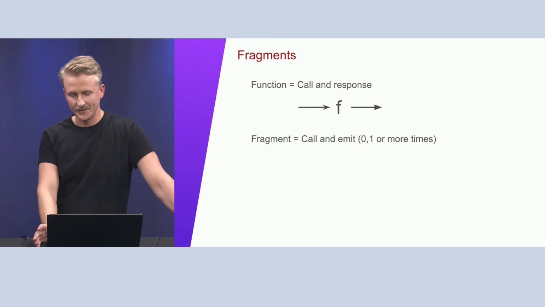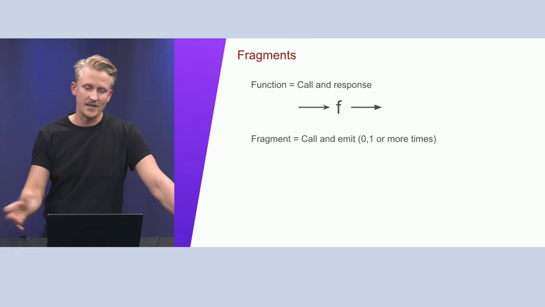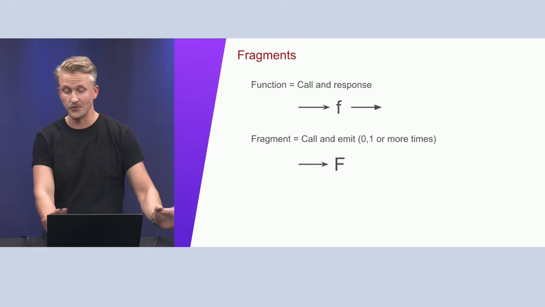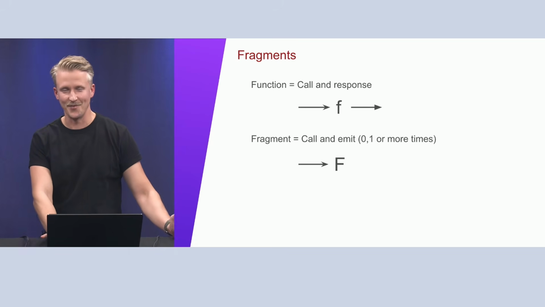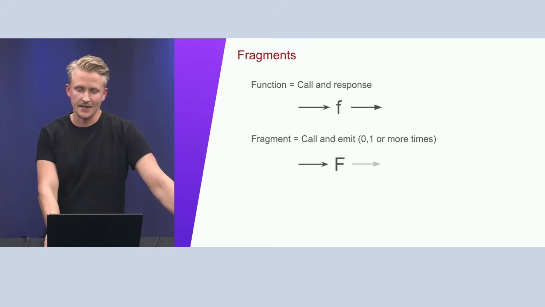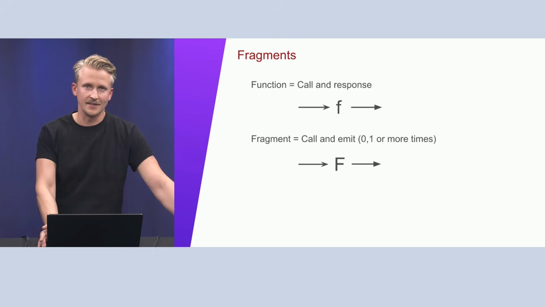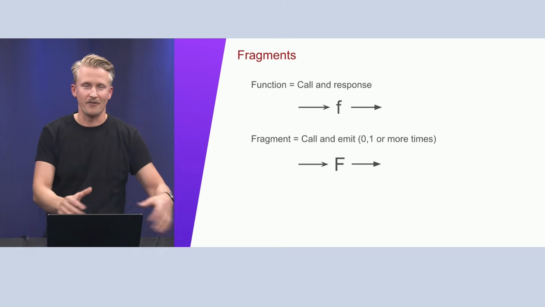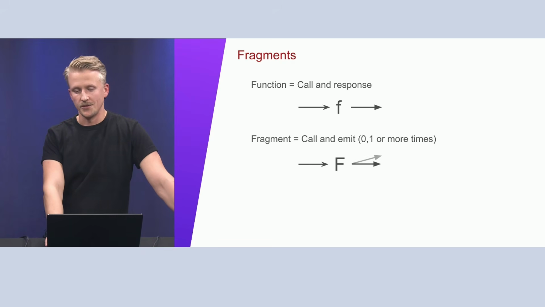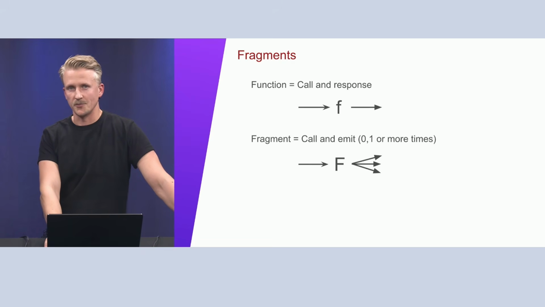A fragment is an abstraction over this, where a function can be a fragment, but a fragment in its case is the same as a function. You're at a call site calling the fragment, and the fragment then emits nothing, as a function could also do, or it emits once. At this point, it is now a function. This is the implementation of a function using fragments. It's a call and one emit. Or you could emit multiple times to different subscribers.